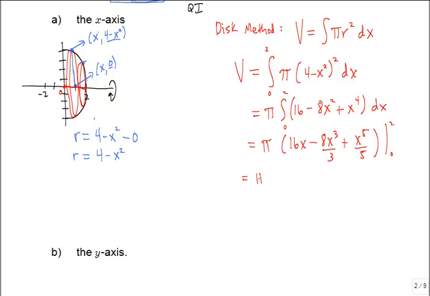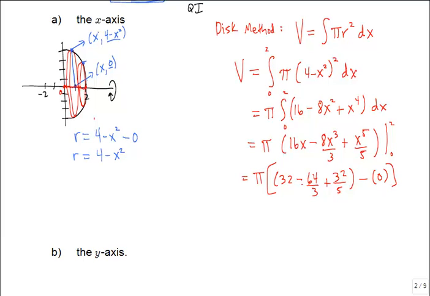I'm going to leave that pi out front, and I'm going to use brackets here. When I plug in the 2, I'm going to get 16 times 2, which is 32, minus 2 cubed, which is 8. 8 times 8 is 64, so this is 64 thirds. And then 2 to the 5th is 32, so this will be 32 fifths. And then from that, I'm going to plug in my 0 and subtract from that. Now when I plug in 0, all 3 of these become 0.